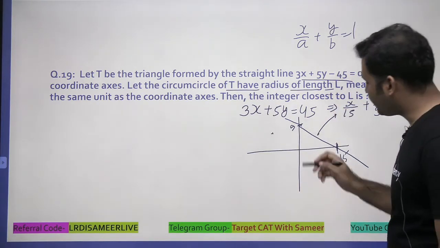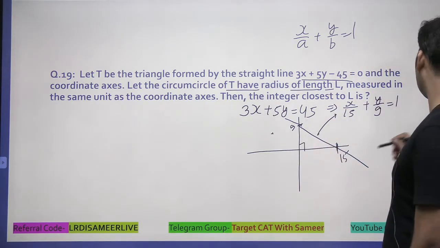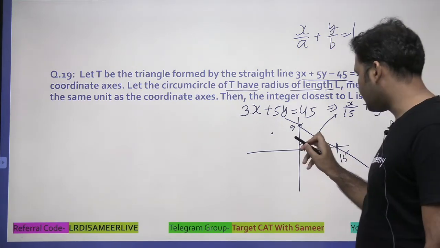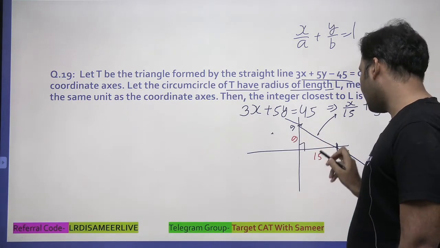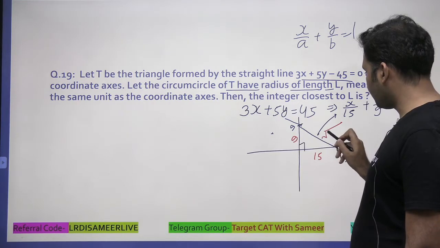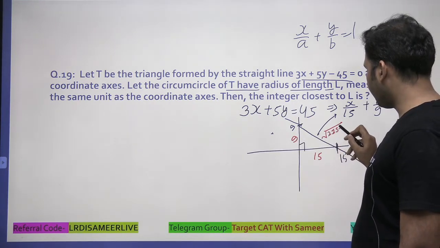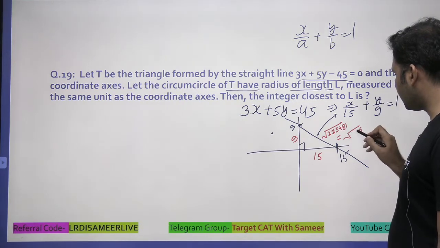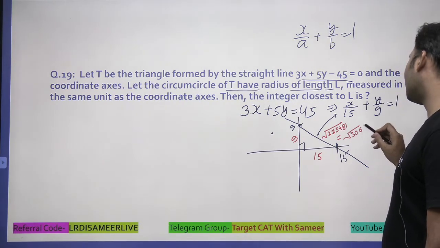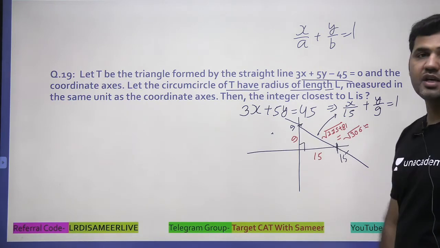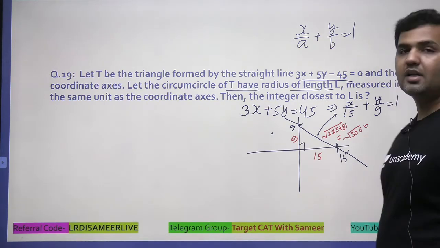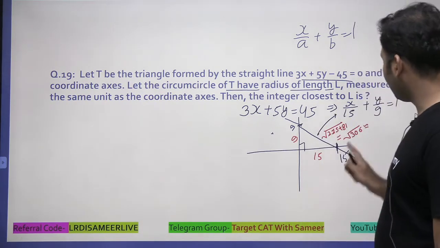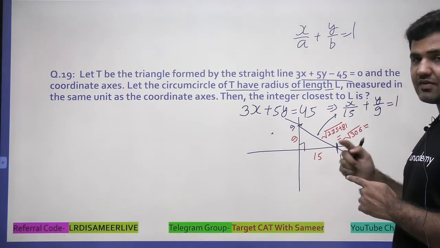Now you can see that, guys, this is a right angle triangle. This length is 9, this length is 15. So can I apply the Pythagoras theorem to find out this length? This is 225 plus 81, which is 306. This is close to, now 17 square is 289, 18 square is 324. So can I say this is greater than 17 and less than 18?